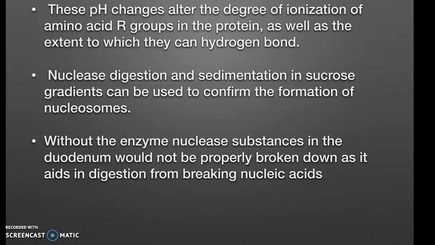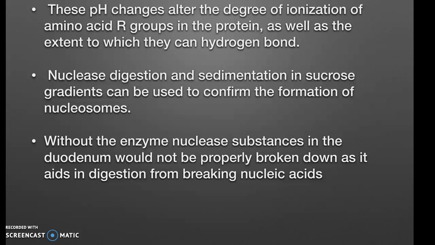When those changes happen, there has to be an appropriate pH change. Our body is constantly fighting to heal, produce, and to be in homeostasis. So in order for this enzyme to properly work where it needs to, as we just spoke of one example in the pancreas, the pH has to change and alter the degree of ionization of the amino acid R group in the protein, as well as the extent to which they can bond with hydrogen.